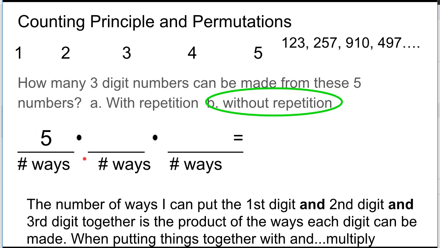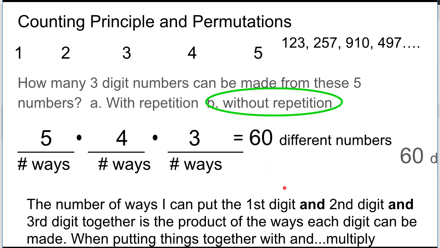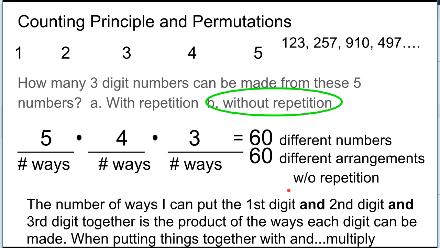Now, pause this and tell me what you think is the number of ways that I can fill the second slot without repetition, and then the third slot without repetition. Okay, hopefully you did that and found out that there are 4 different numbers that can go there. I don't know what they are, but there could be 4 of them. And then hopefully you also decided that there could be 3 different numbers in this spot. So that's going to be 5 times 4 times 3, or 60 different numbers, or 60 different arrangements.